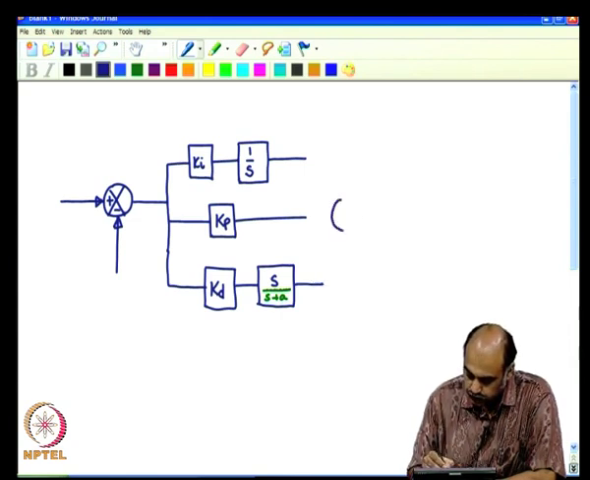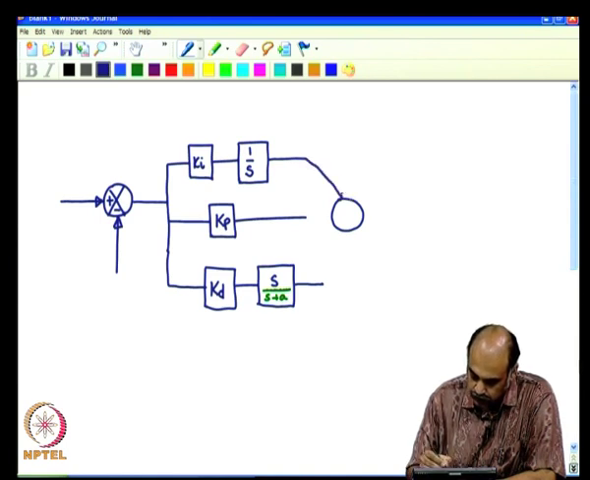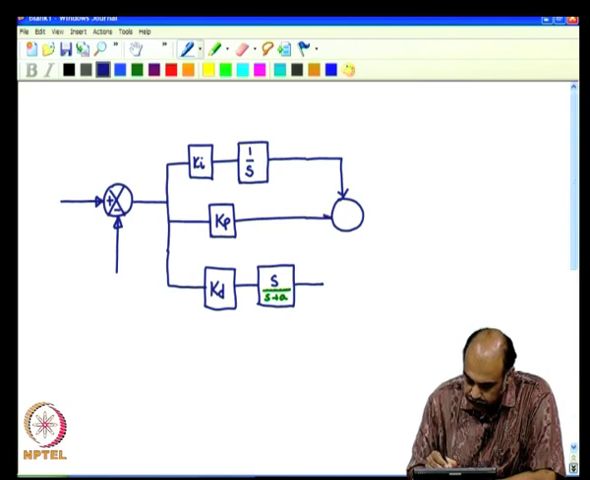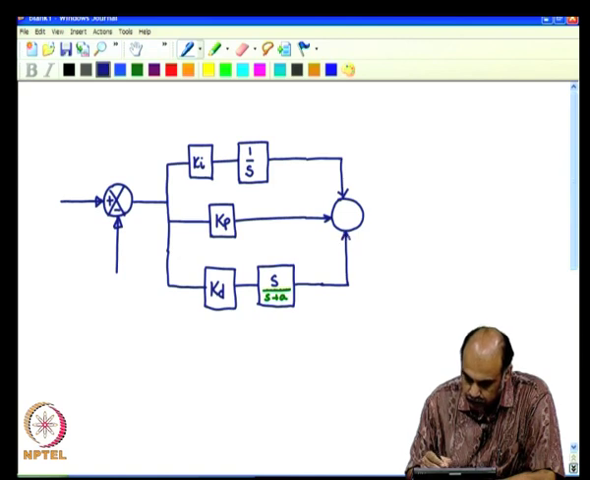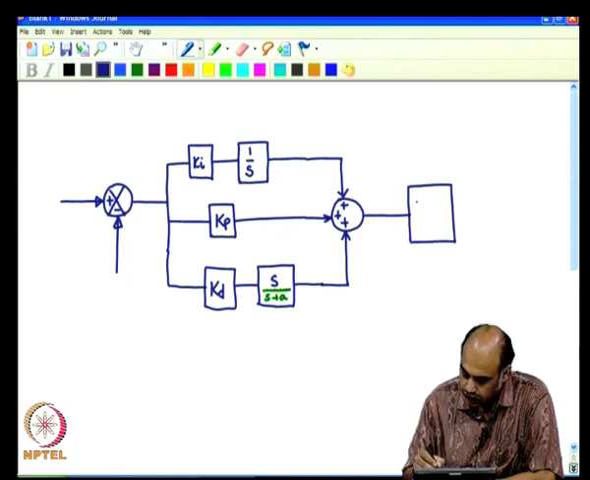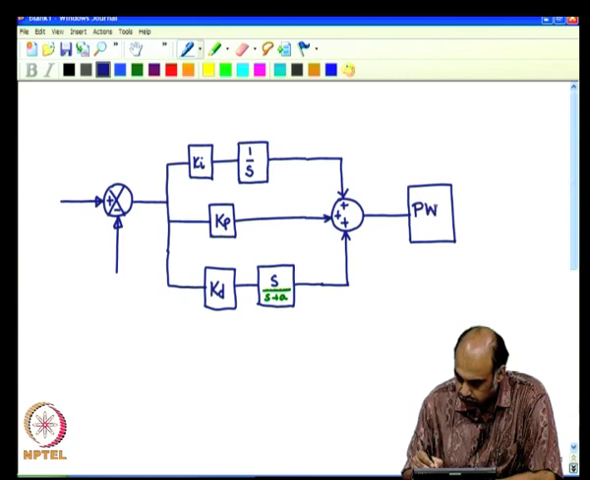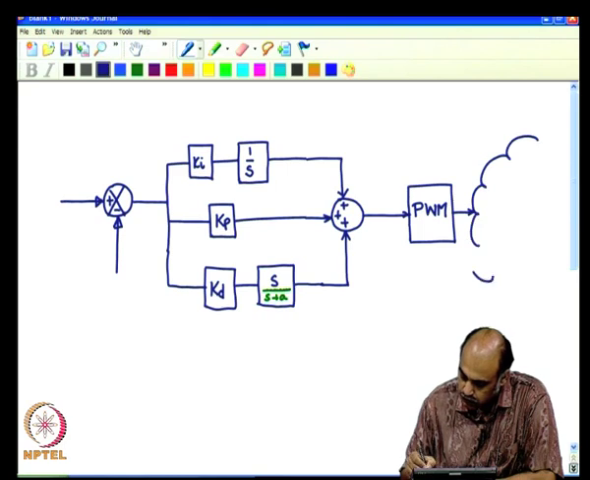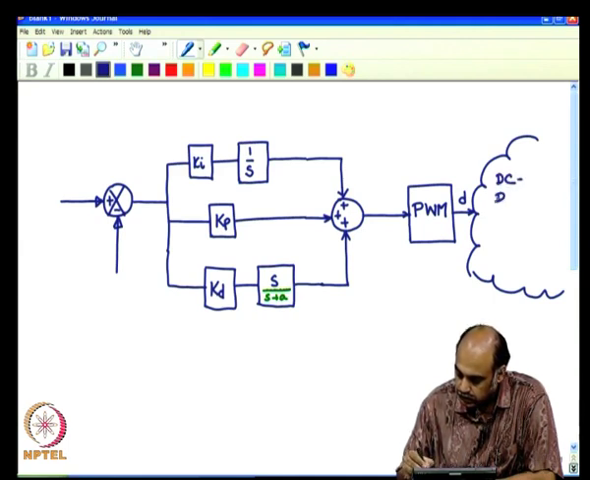And all these outputs are added up in this fashion. Plus, plus and plus, and the output of this goes to a pulse width modulator. We will call that one the pulse width modulator, PWM, and the output of that goes as the control input D to the DC-DC converter. This is the plant.